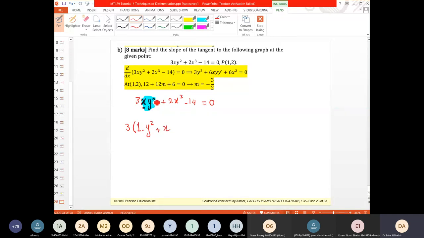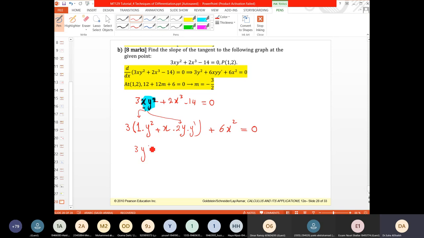Now what's the derivative of y square? What's the derivative of y square? 2y. But we multiply it with y dash. This is a product of two functions. So the derivative of the first في second, the first في derivative of the second اللي هو y square. Derivative of y square is 2y في y dash. The derivative of 2x3 is 6x square. The derivative of 14 is 0, equal to 0.